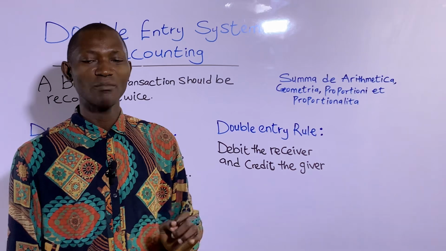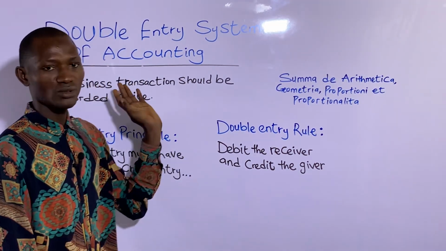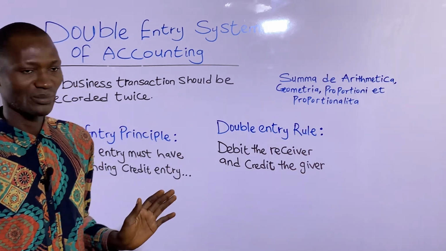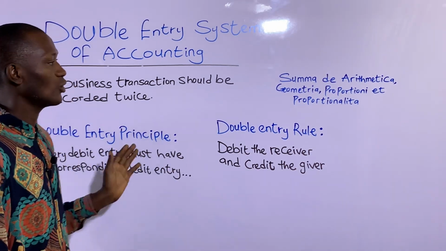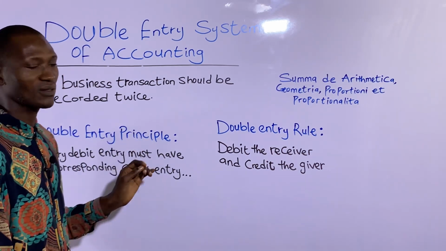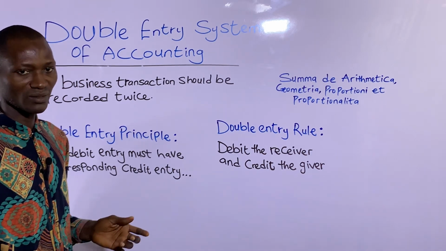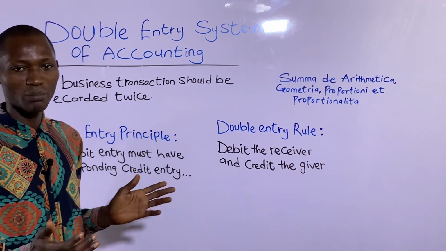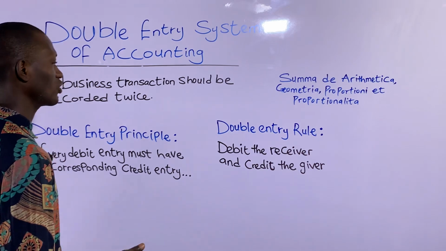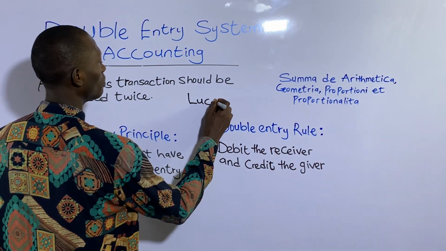Hi, I'm Abolore. On today's episode, we'll be looking at the double entry system of accounting. The double entry system of accounting was founded by an Italian mathematician called Luca Pacioli. Luca Pacioli, let me put it out on the board. Luca Pacioli.